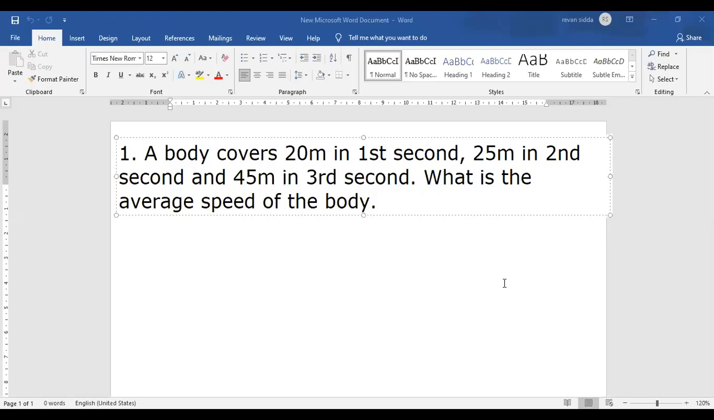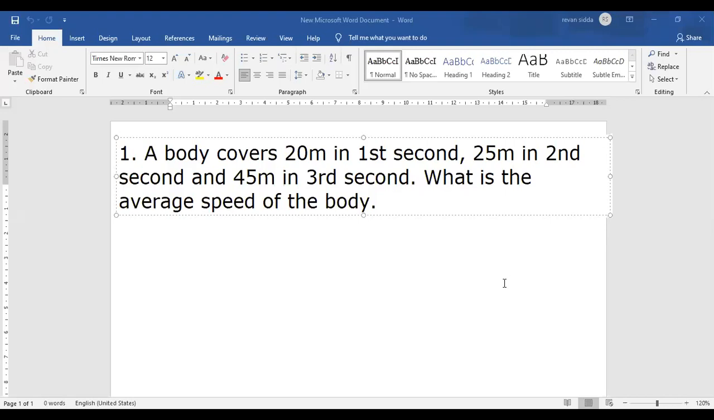Supriya, you should not use kilometer. See in the question, is there any kilometer mentioned there? 20 meter in first second, 25 meter in second, 45 meter in third second. Meters is available. You should not use kilometer there. Bhavani, you are wrong. Anushka, you are wrong. Neha Swami, you are wrong. Arya Dilip Rathod, you are wrong. Nandita, you are missing units. Amulya, you are wrong.